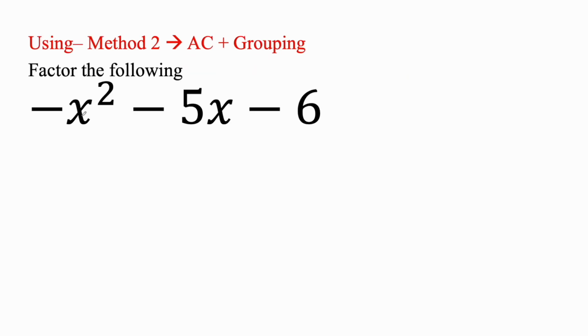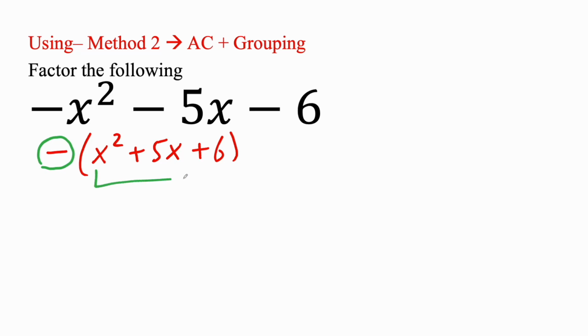Now, we want to get rid of the negative in front of the x squared, so that's our first step, get rid of the negative. So now I'm going to have negative parentheses. I'm going to change it to x squared plus 5x plus 6, because if I distribute the negative to all three pieces, it's going to give me this. Now, for now, I'm going to completely ignore this negative sign. I'm going to pretend this is my problem right here.